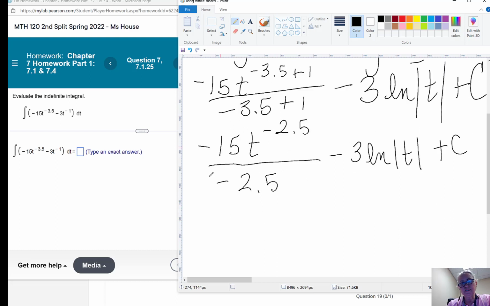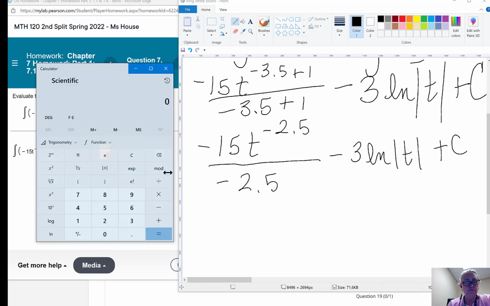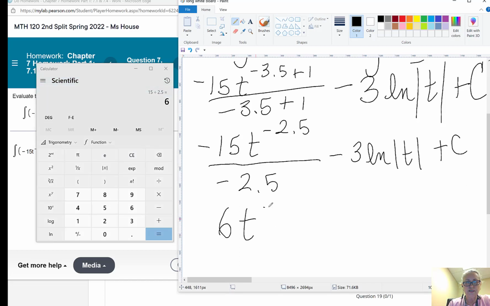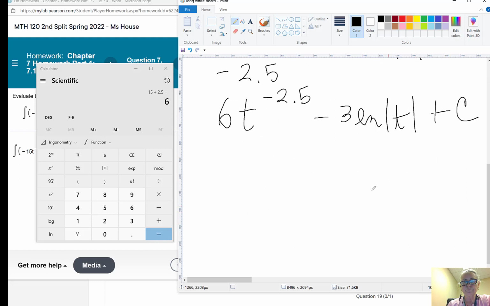And then I need to clean this up a little bit. Negative 15 divided by negative 2.5. A negative divided by negative is going to be a positive. 15 divided by 2.5 is going to be 6. So this is 6t to the negative 2.5, subtract 3, natural log, absolute value of t, plus c.